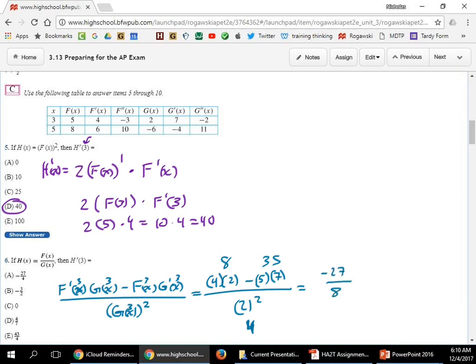That's negative 27 over 4. I divide that. Actually, let's not divide that. Hopefully, they just left it as an improper fraction. Yes, they did. Oh, my goodness.